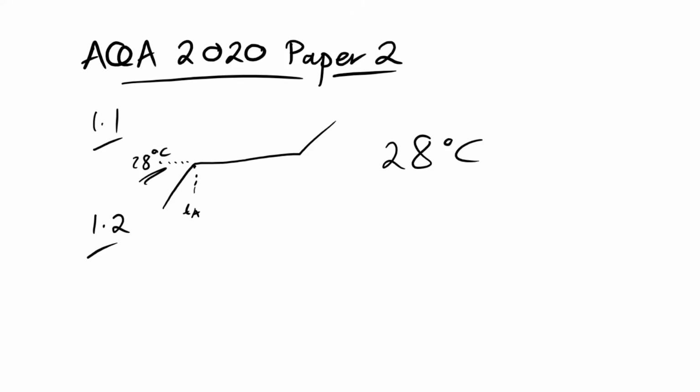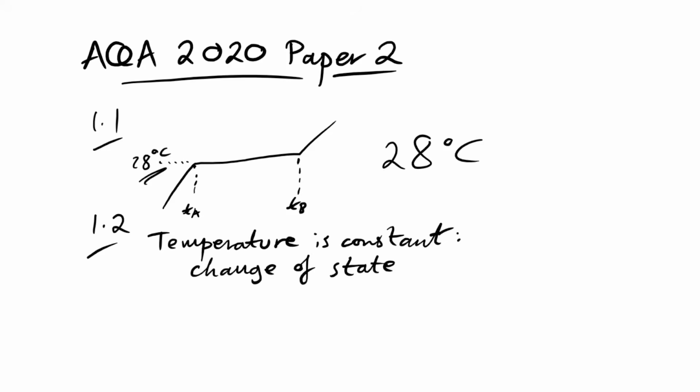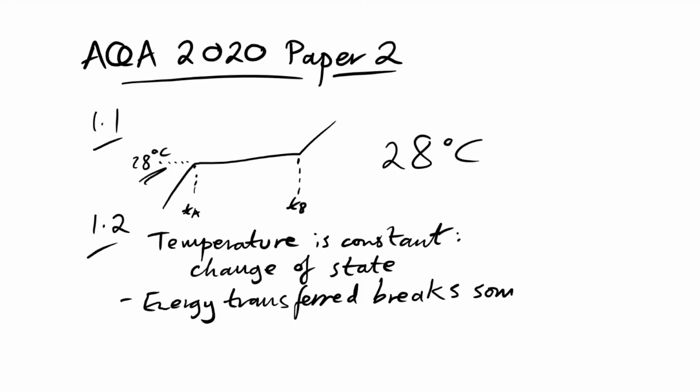So this is TA, this is TB. First thing we say is that temperature is constant, so we're talking about change of state. But we're not being asked about the whole metal, we're being asked about the arrangement of the atoms. So the mark scheme has some weird ways of putting it, but we can say that the energy transferred breaks some bonds between atoms. Now, they're being very picky.